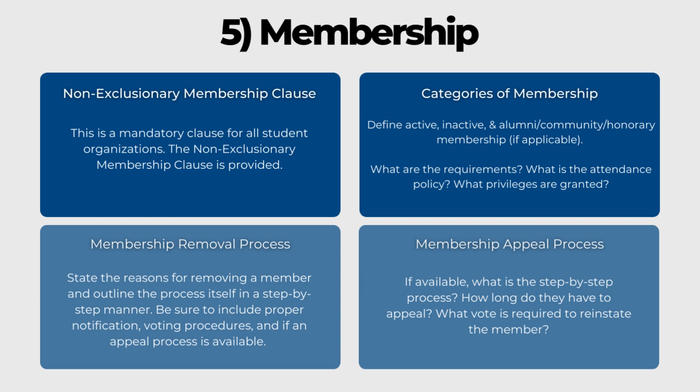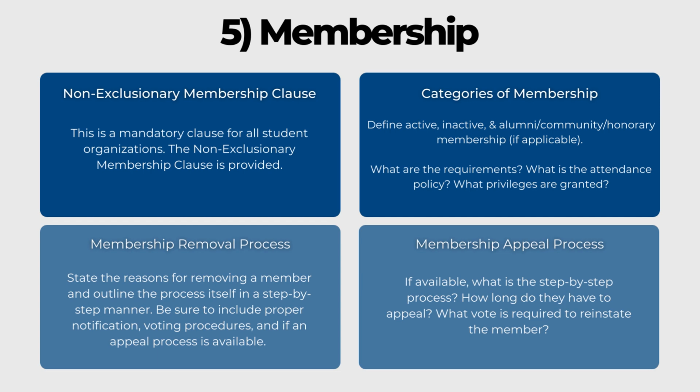For the categories of membership, you want to define active, inactive, and alumni, community, or honorary membership. We suggest limiting active and voting members to currently enrolled students at A&T. If not, what would make someone be categorized as a community member? What are their requirements? What is the attendance policy, and what privileges are granted?